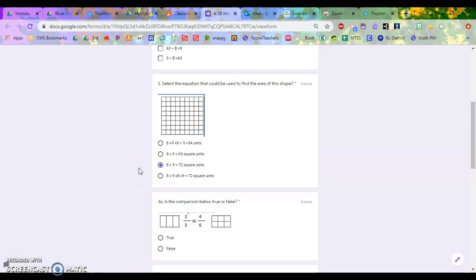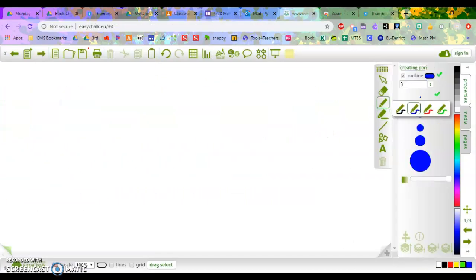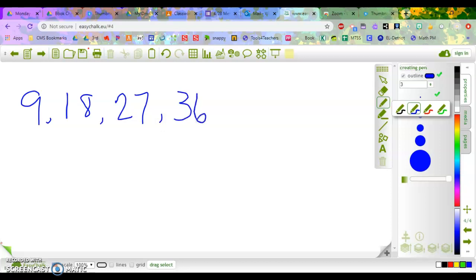So you may have to take out your papers and actually start writing out your 8 facts, or your 9 facts 8 times. So I have 9, 18, 27, 36, 45, 54, 63. That was one of the answer choices.